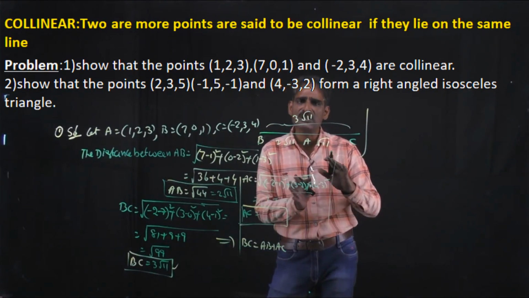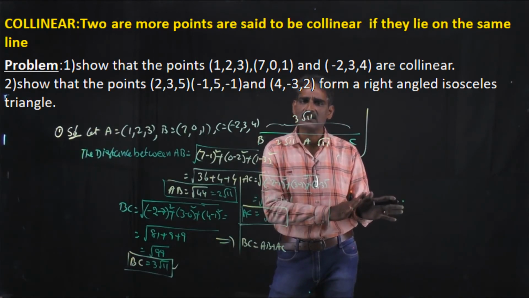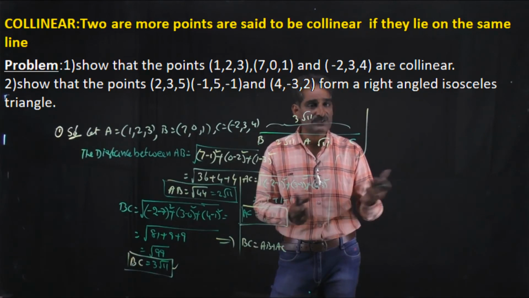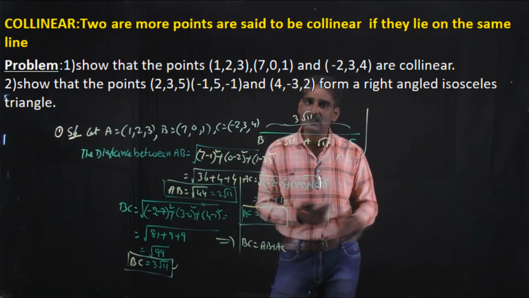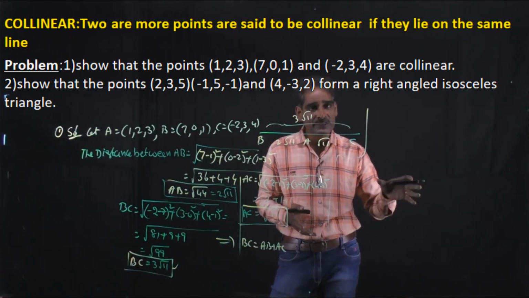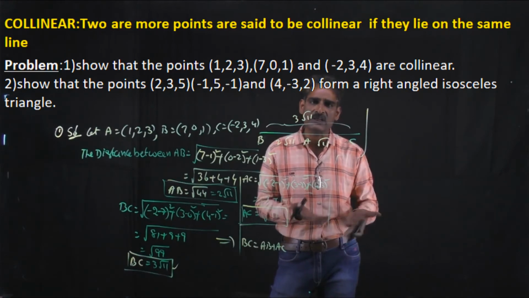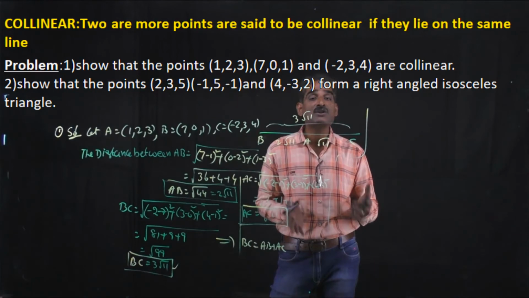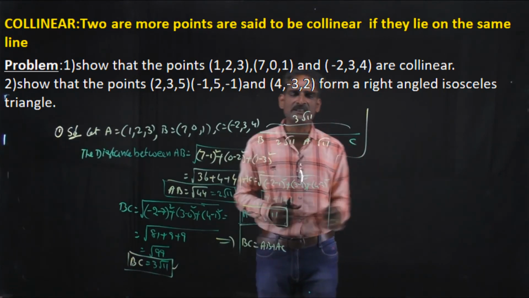Here also, just find out the lengths. With the help of the lengths we can find out the nature of the triangle. If it satisfies the Pythagoras formula, we can say that it is a right angle triangle. In that right angle triangle, if two sides are equal, we can say that it is also isosceles. So we can say isosceles right angle. Just find out the three lengths.